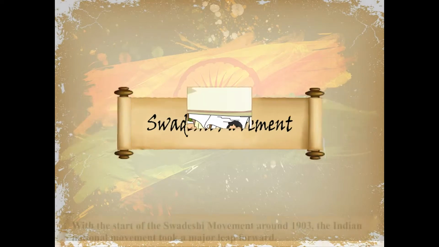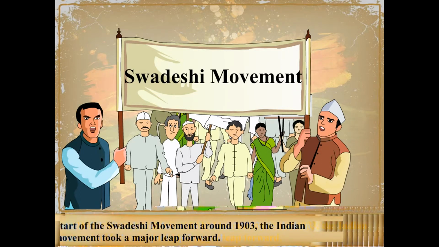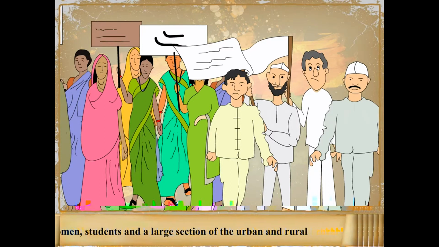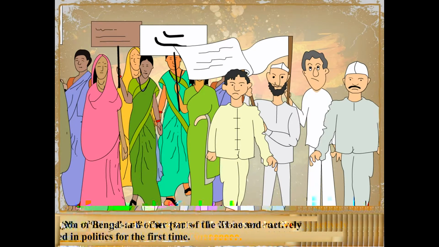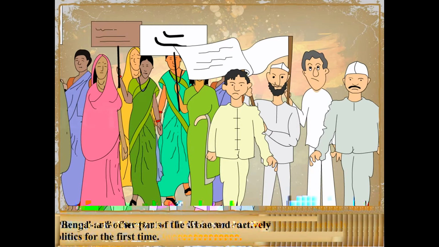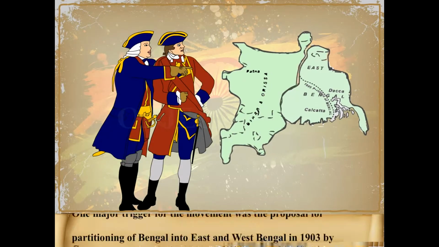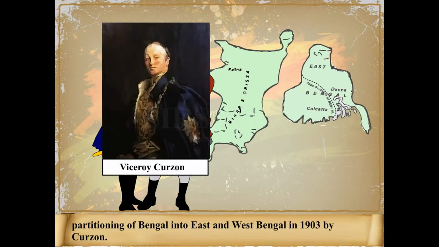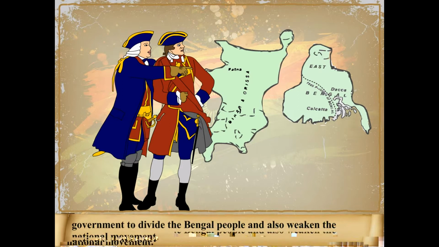With the start of the Swadeshi movement around 1903, the Indian national movement took a major leap forward. Women, students, and a large section of the urban and rural population of Bengal and other parts of India became actively involved in politics for the first time. One major trigger for the movement was the proposal for partitioning of Bengal into East and West Bengal in 1903 by Curzon. The nationalists immediately saw this as a political act by the government to divide the Bengali people and also weaken the national movement.